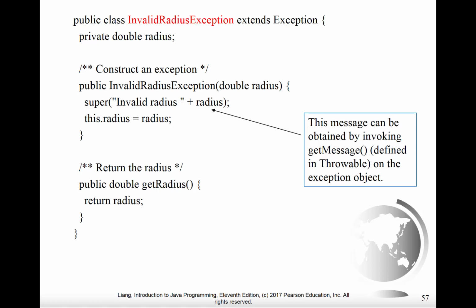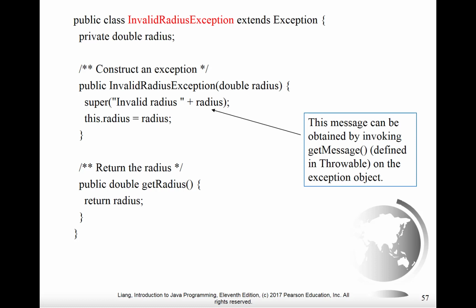What we're going to do is simply call the constructor in our superclass by saying super and then giving the argument, a string argument, which is actually the concatenation of invalid radius with the value of the radius that we're trying to create the circle with. We also turn around and set this data member in here, not to be confused with the data member radius that lives in the actual circle object.